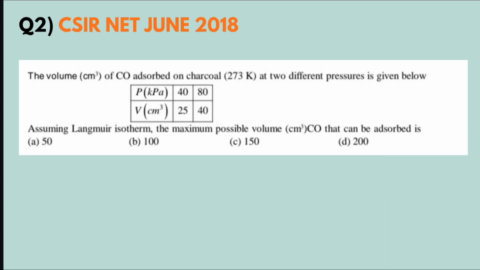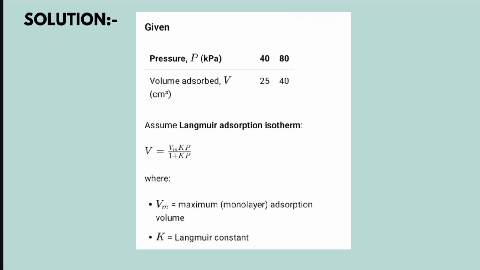Now, let's move to the second question. This is asked in CSIR June 2018. The volume in cm cube of CO adsorbed on charcoal at 273 Kelvin at two different pressures is given below. Pressure is given in kilopascal, 40 and 80, and volume is given in cm cube, that is 25 and 40. Assuming Langmuir isotherm, the maximum possible volume in cm cube of CO that can be adsorbed is, four options given: 50, 100, 150 and 200. Now let's see the solution.